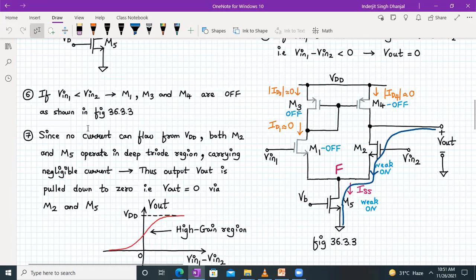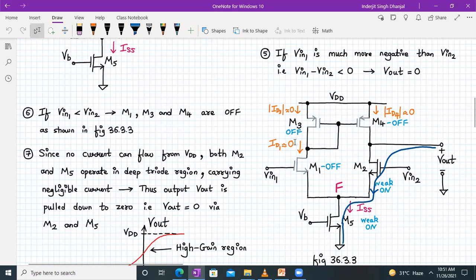Whenever my Vin1 is lesser than Vin2, it will turn off my M1 transistor. So if M1 is off, the current flowing through M1 will be 0. So ID1 will be 0. Since ID1 is 0, ID3 will be 0 because they are in series. So M3 will be off. Now M3 and M4 form a current mirror pair. So if M3 is off, M4 also will be off. So the current flowing through ID4 also will be approximately 0.